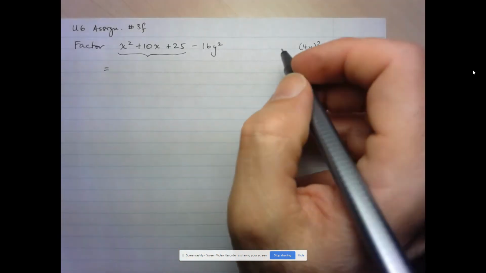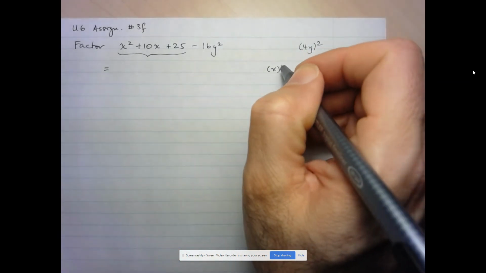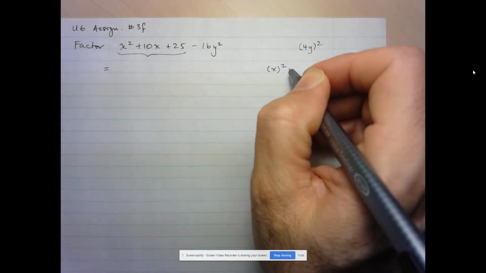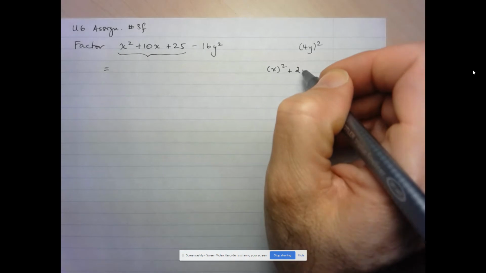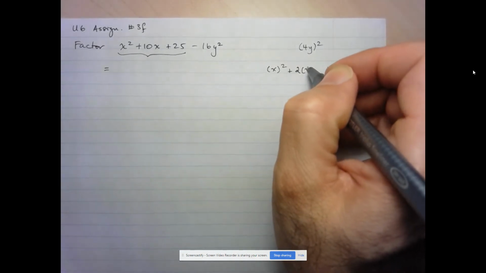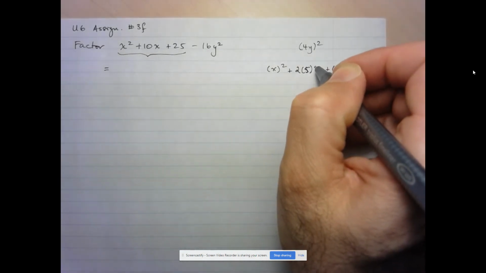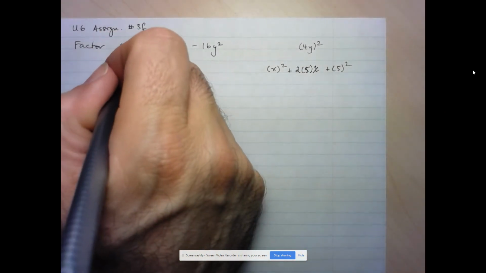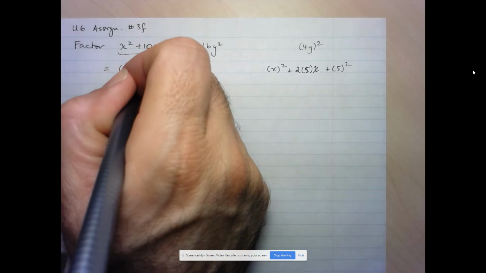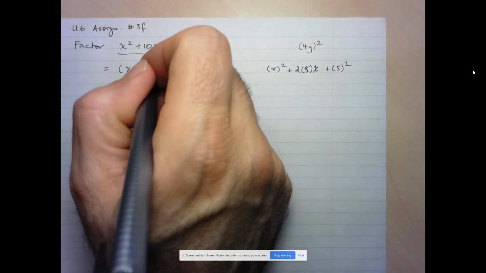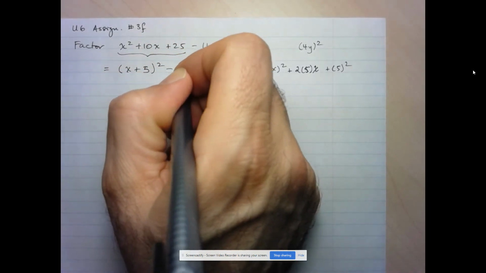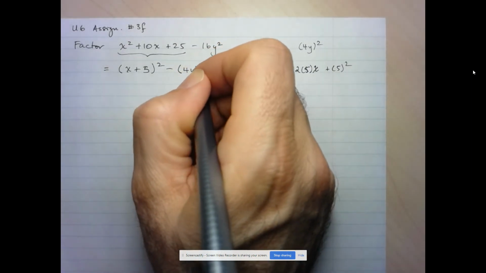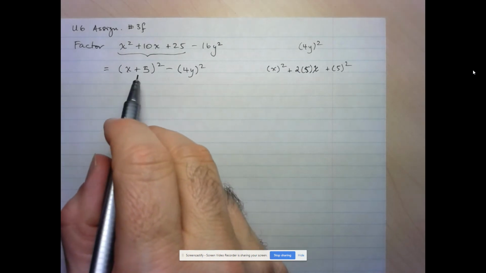Okay, so if it helps you to do it this way: x squared, square the first, square the last, and in this case plus twice the product of first and last. And that's exactly what we have here. So that means that the factorization is x plus 5 all squared. And now, if I write this second one as 4y all squared, we have our difference of squares.